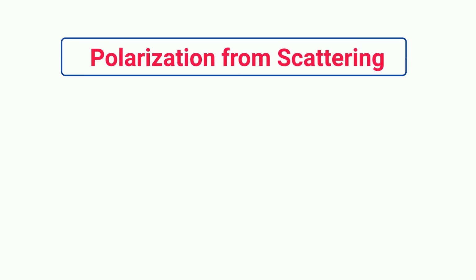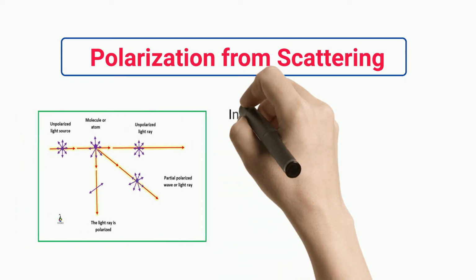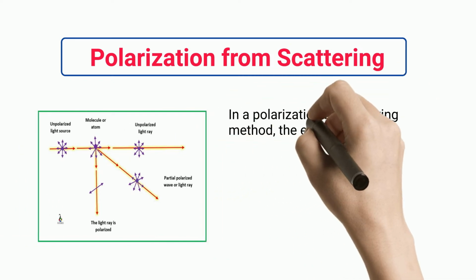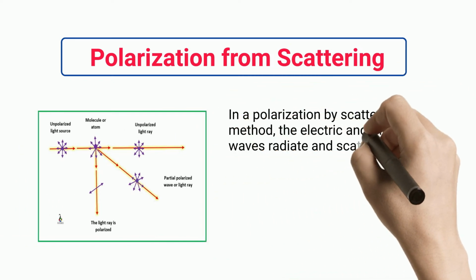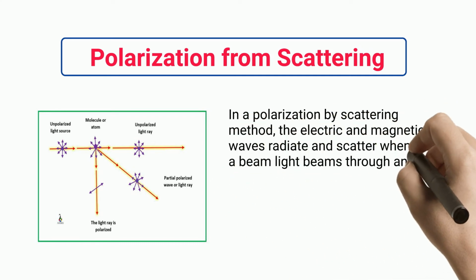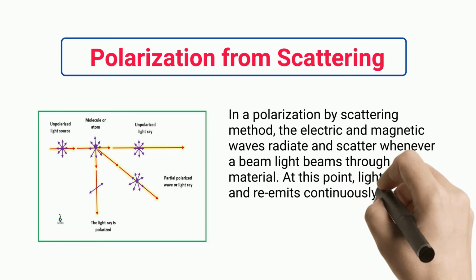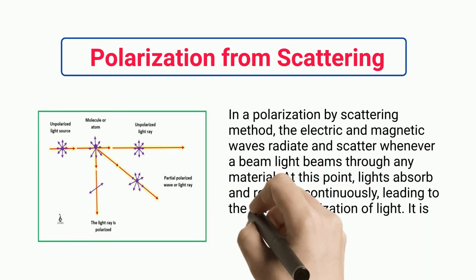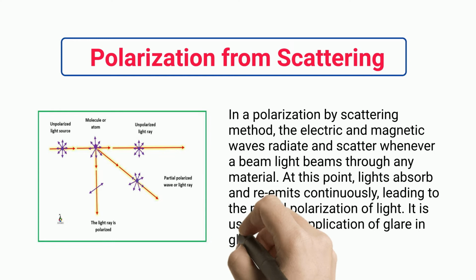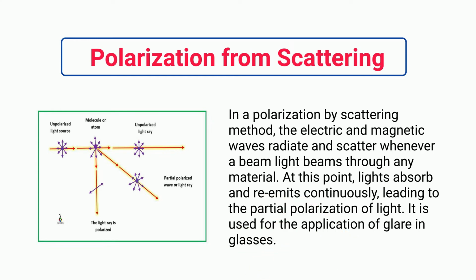Polarization from scattering. In the polarization by scattering method, the electric and magnetic waves radiate and scatter whenever a beam of light passes through any material. At this point, light is absorbed and re-emitted continuously, leading to the partial polarization of light. It is used for the application of glare reduction in glasses.